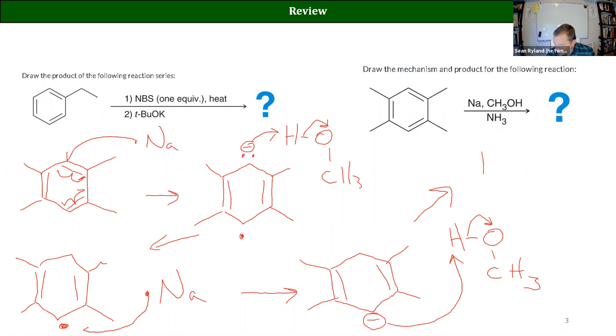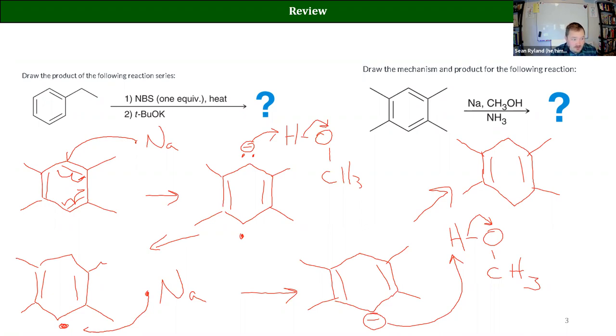So our final product is going to look like that. We wind up making two sodium ions and two methoxide ions over the course of this. Those are byproducts. The main product is just turning that benzene ring into this isolated diene.